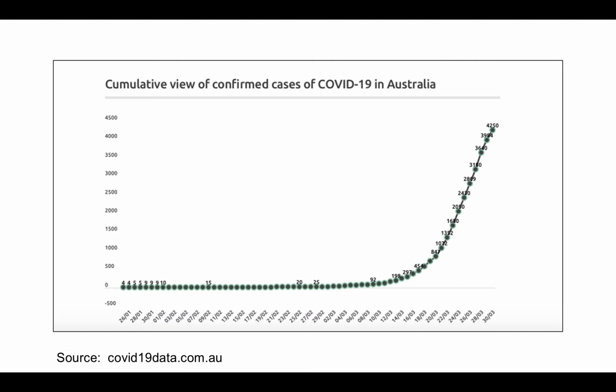So this graph here shows the cumulative number of cases in Australia by day up until the 30th of March, yesterday. The source of this is covid19data.com.au. Great website. I'd encourage everybody to go there. It's a voluntary service that some really good people have put together, and you can make a voluntary donation to support them as well, which I'd encourage everybody to do because it is a great service. I have no association with that service or with the people who operate it.